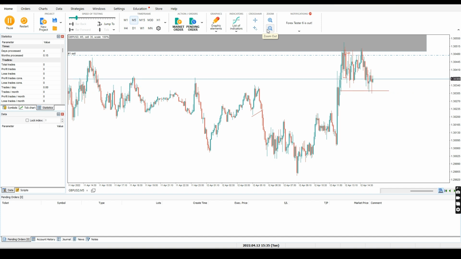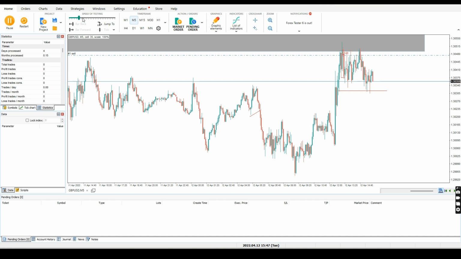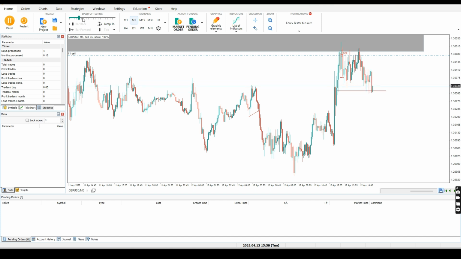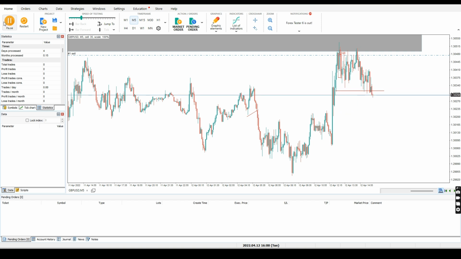So we can see that the market is trying to push to the downside again. Let's see how that's going to go. So let's try to speed this up a little bit. Otherwise, we're just going to end up taking just one trade. Yeah. So let's try to speed that up.